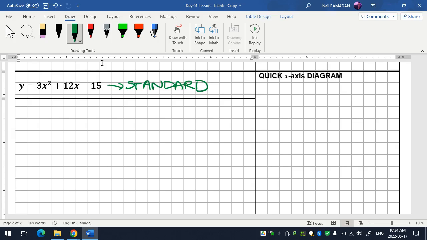What's my first number? What's my first number? 3. It needs to be a 1. What's my first number? What's my second number? What's my last number? Do they all divide 3? We're on to something here. 3 divides 3, 12 divides 3, 15 divides 3.